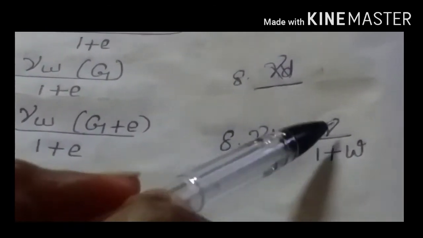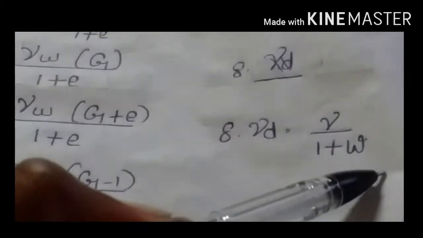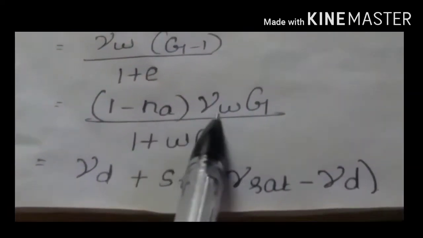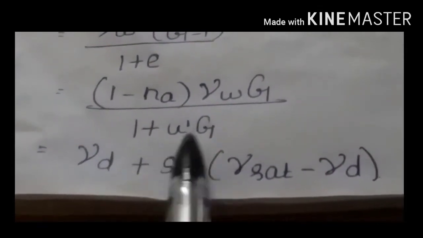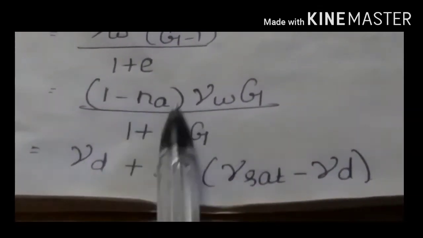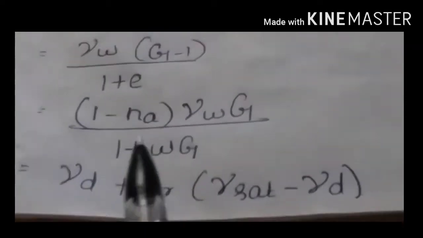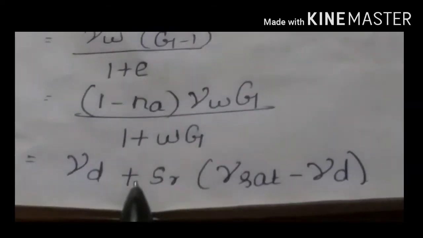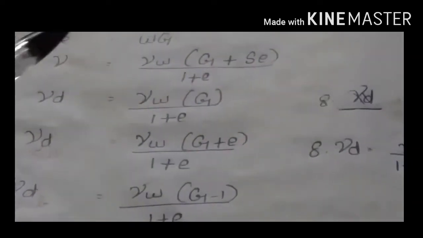If these two values are known, we have to use this relation: gamma d is equal to gamma divided by (1 plus w). Then gamma d is equal to (1 minus na) into gamma W G divided by (1 plus wG), a relation using percentage of air voids. Gamma is equal to gamma d plus Sr into (gamma sat minus gamma d). These are relationships we should memorize so that we can solve problems easily.